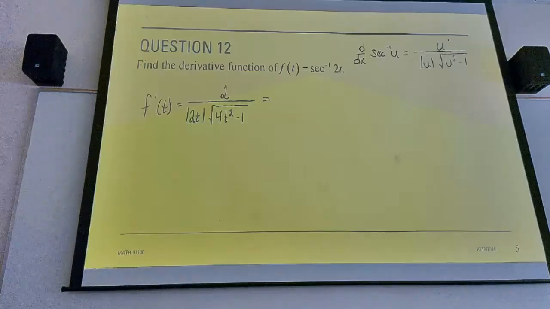Absolute value of a product is the product of the absolute values. Right, so absolute value of 2t is the same as absolute value of 2 times absolute value of t, which is 2 absolute of t.